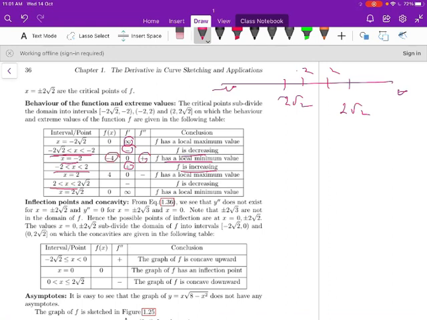For the interval 2 to 2 root 2, f dash is negative, the function is decreasing. It increases and then decreases, so f has a local maximum value, because f double dash is negative. Therefore the local maximum value is 4. For x equal to 2 root 2, f of x is 0 and f dash is infinity, f has a local minimum value.